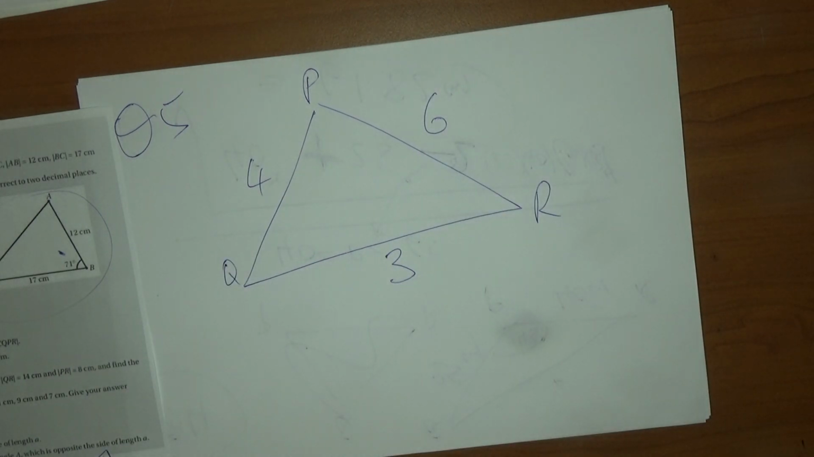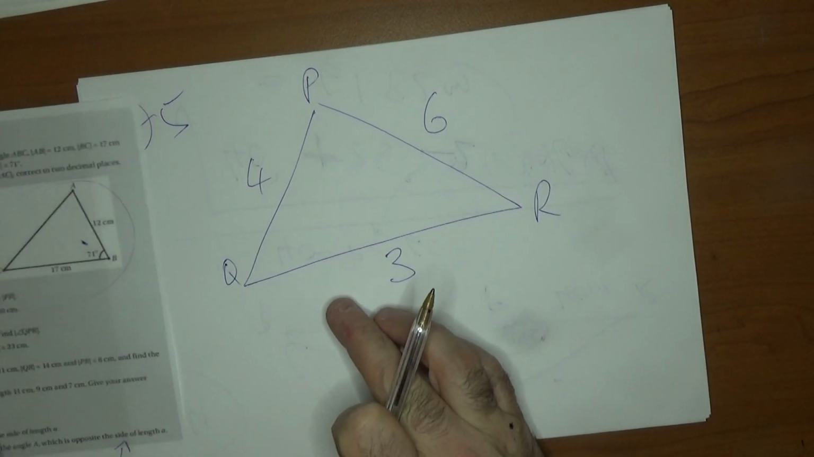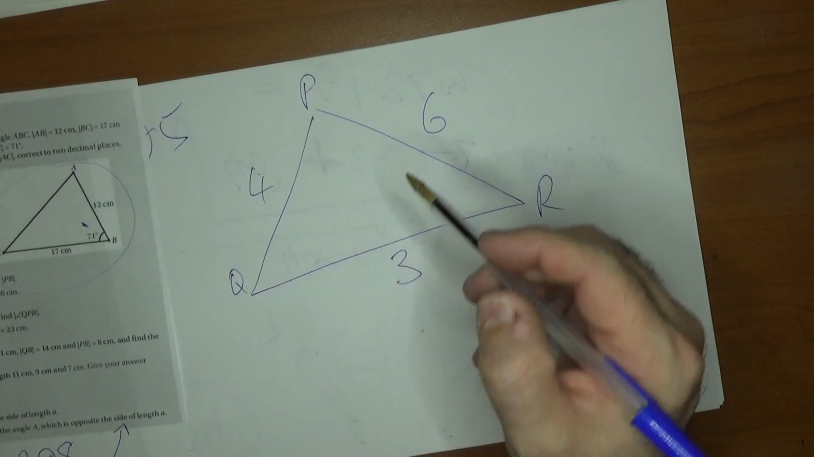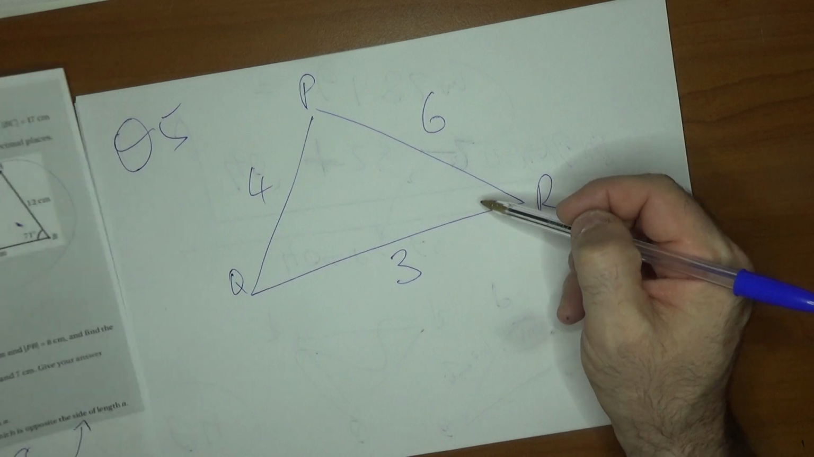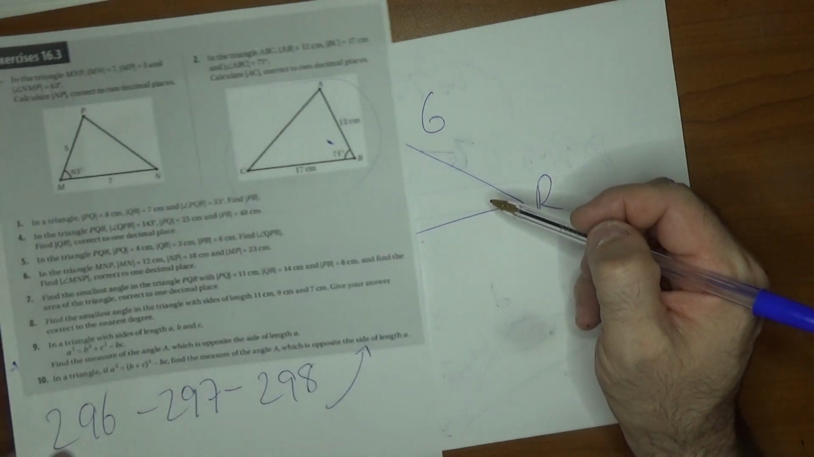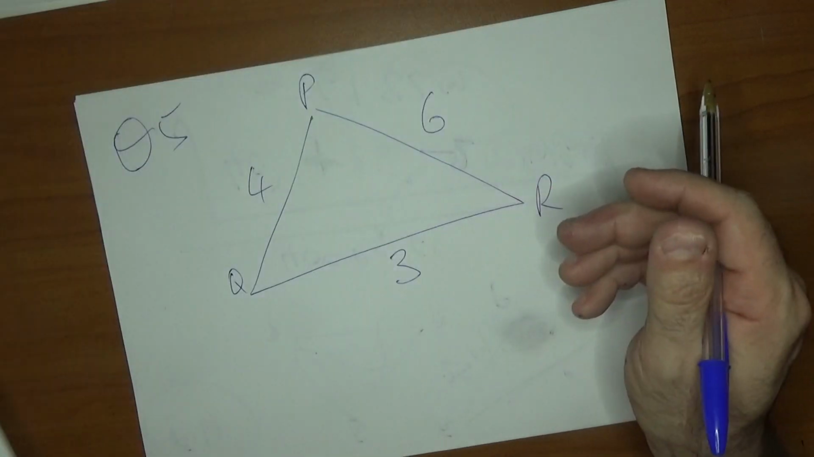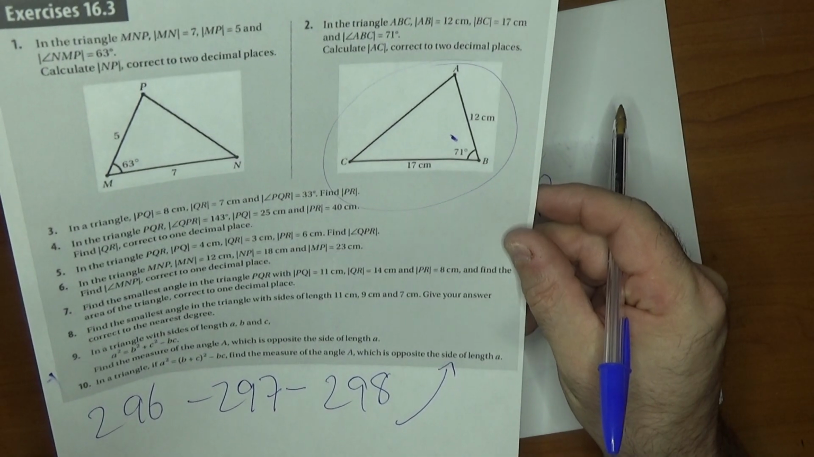Okay, so we do need to know which angle they want us to get. Sometimes they say the biggest and the smallest. This would be the biggest angle, this would be the smallest angle, and this would be the one in the middle. They can ask you any of those things, because that theorem is on your course. But so, question 5: find the angle at P.